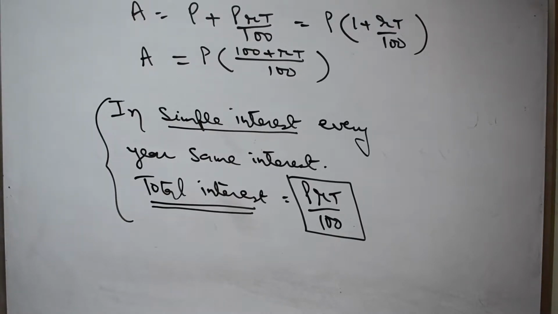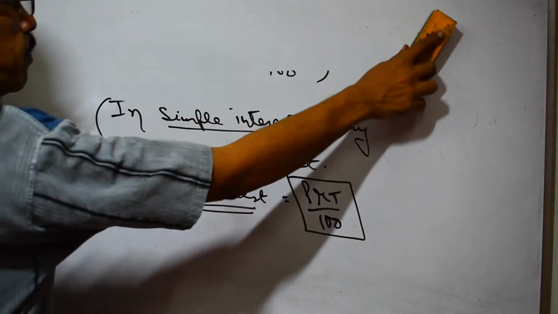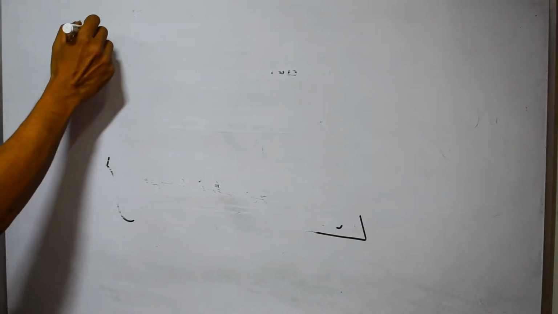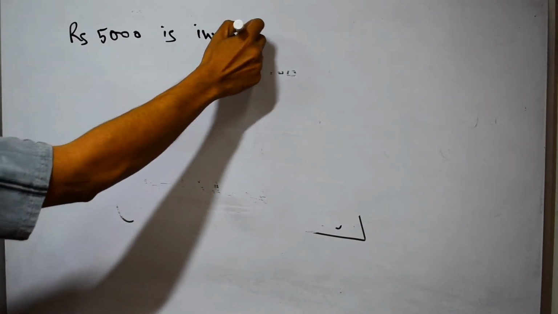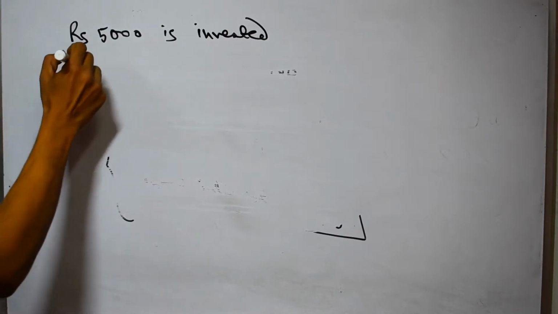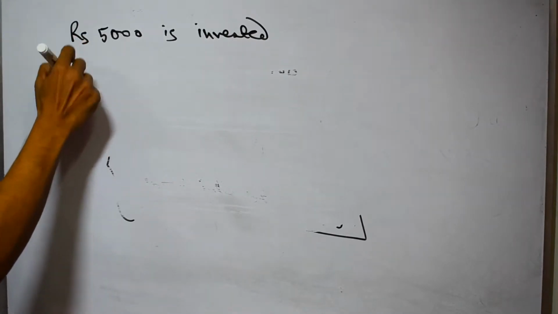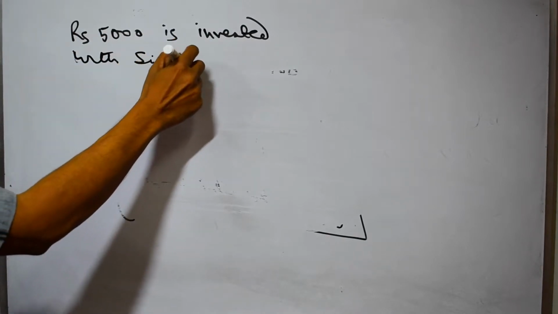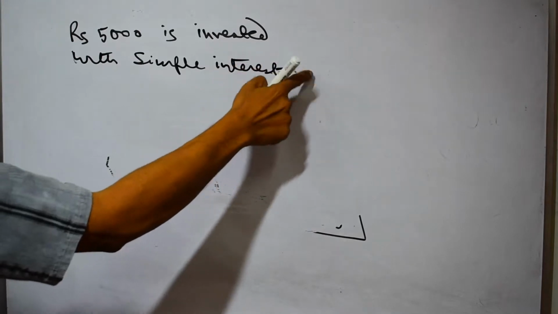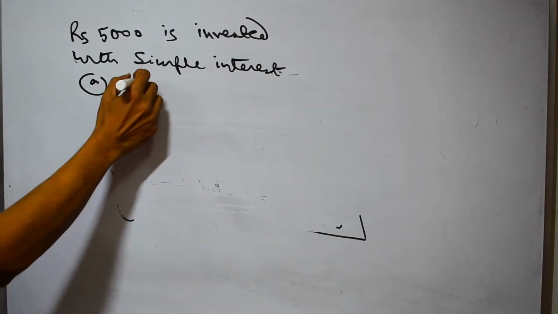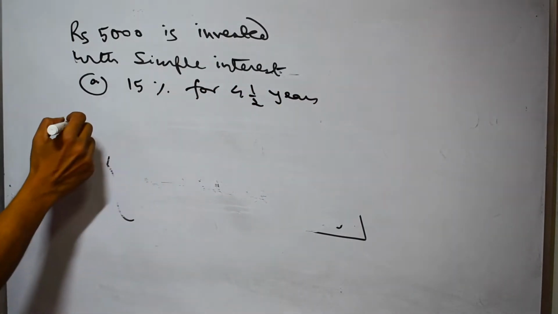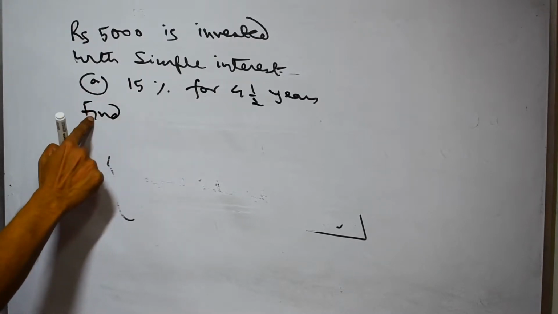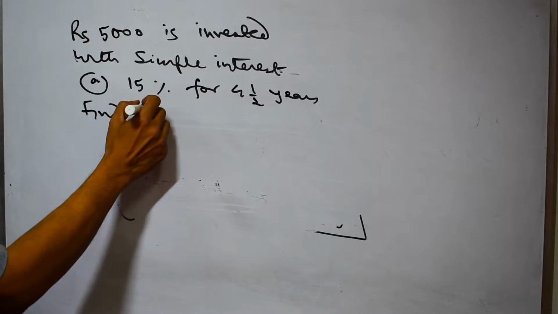First example: rupees 5,000 is invested with simple interest at the rate of 15% per annum for 4.5 years. We have to find the interest.